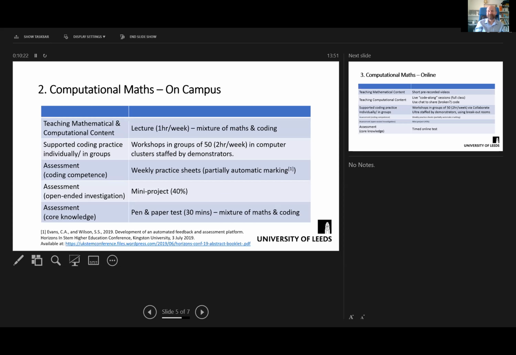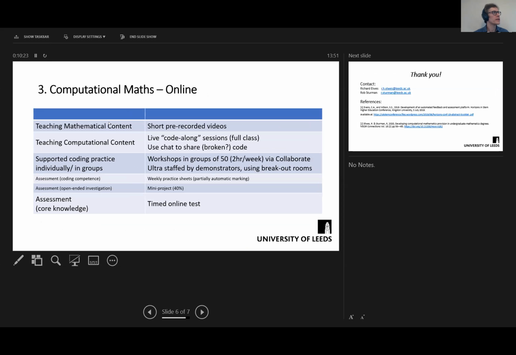Back to Richard. Thanks. So this is more or less our last slide. And this is talking about how we're going to adapt what Rob's just been talking about to online delivery. So we're planning 100% online delivery for this module, no face-to-face teaching at all, we expect. So the first thing we've done is address the lecture aspect of it. The lecture, as Rob said, covered both the mathematical and the computational side of things. So we've separated those two out. That's the first part of the plan.